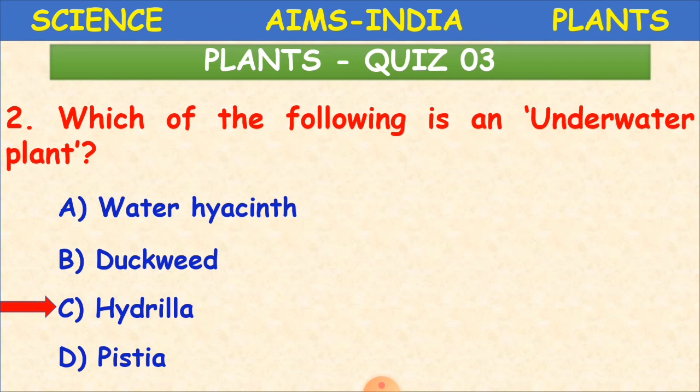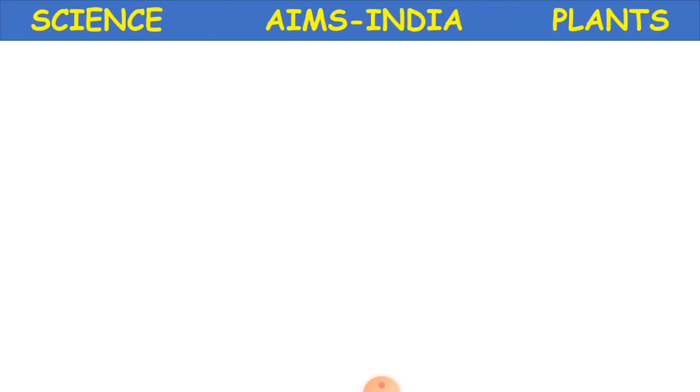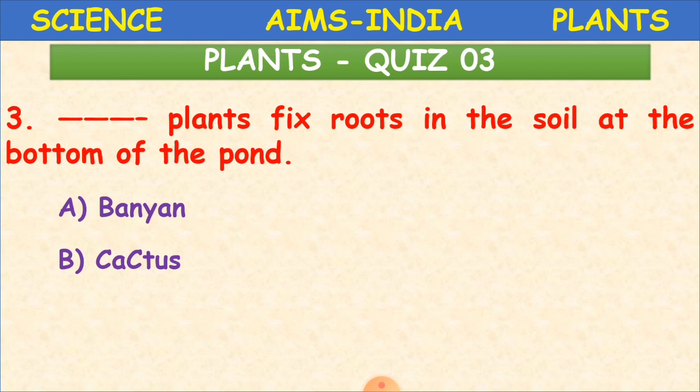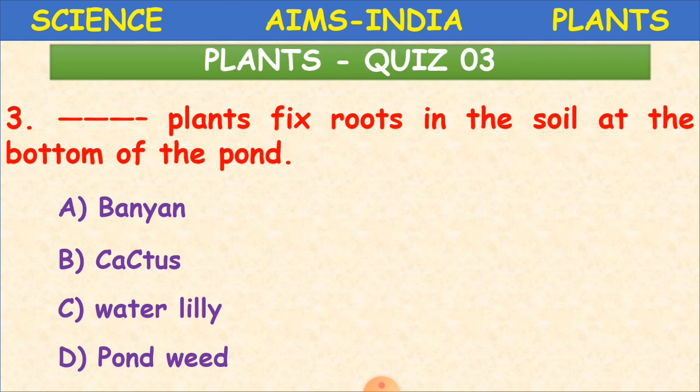So this you have to mark it up. The next question is, dash plants fix roots in the soil at the bottom of the pond. A option is banyan, B option is cactus, C is water lily, and D is pondweed. So which is the correct answer, children? Yes, water lily is the correct answer.